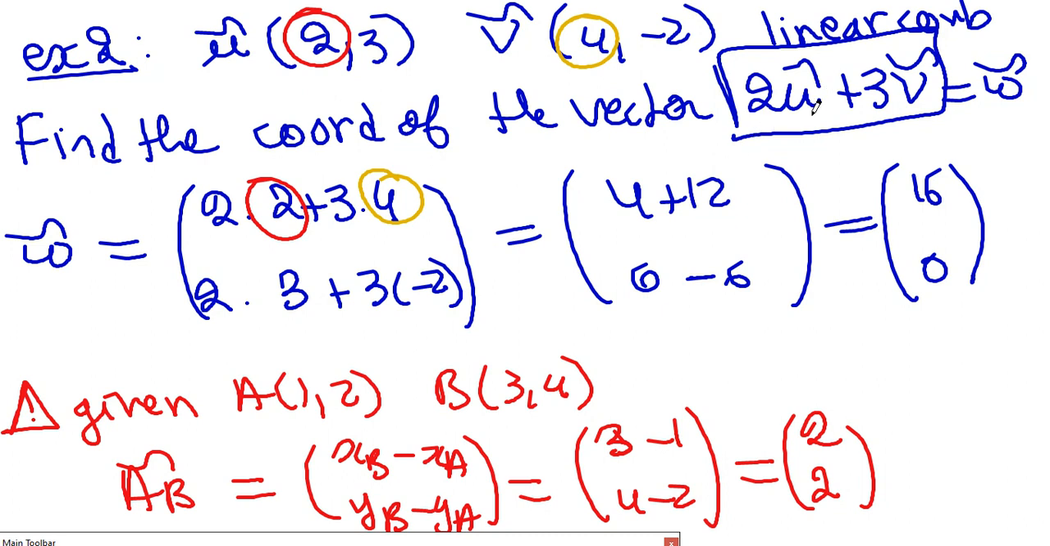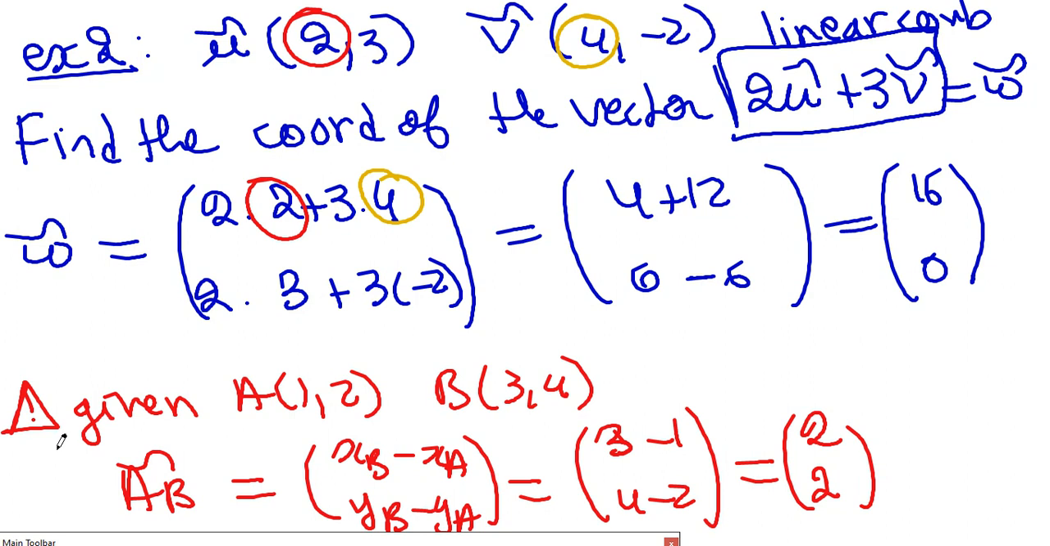When I say 2u, it means I'm multiplying this vector by a scalar, by a real number. So to find the abscissa of w, I need to multiply x of u by 2 plus the x of v by 3, and then we add them together. So it will be 2 times 2 plus 3 times 4. It's 4 plus 12, so it's 16. And I need to multiply the y the same way. 2 times 3 is 6 plus 3 times minus 2, so minus 6, so it gives me 0. It means the coordinates of the vector w are 16 and 0. So be careful, it's a notation.